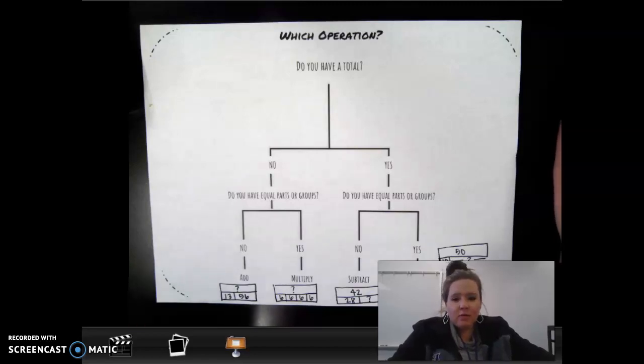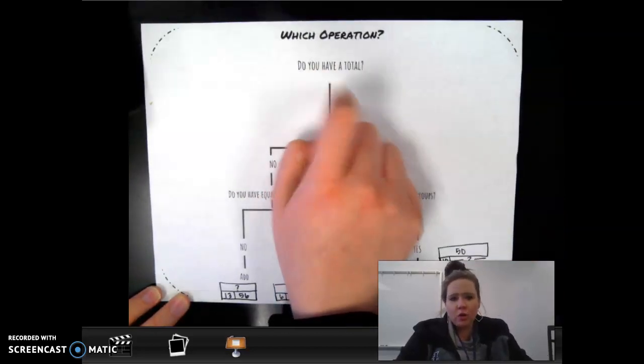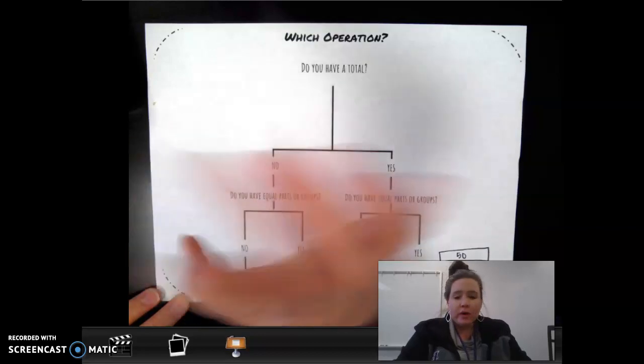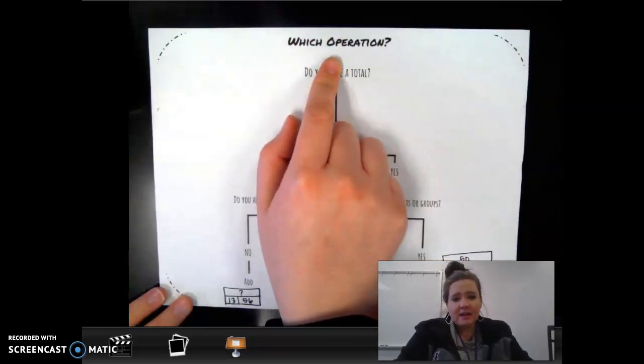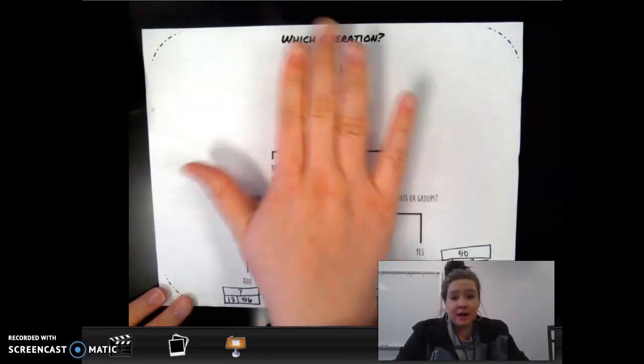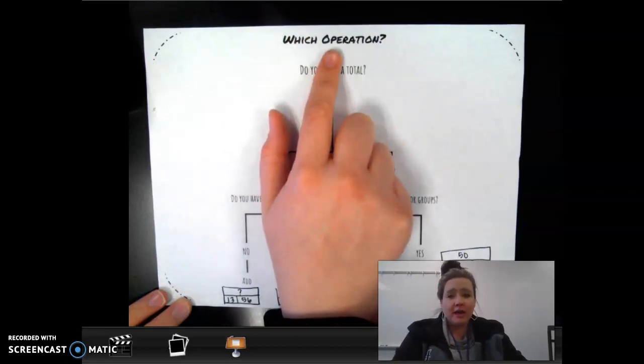Hey, third grade, I want to go over this chart with you guys. This is called your which operation chart, or do you have a total chart, or whatever you want to name it. So I call it your which operation chart, okay? And so when I reference this while we're doing word problems, this is what I'm talking about.